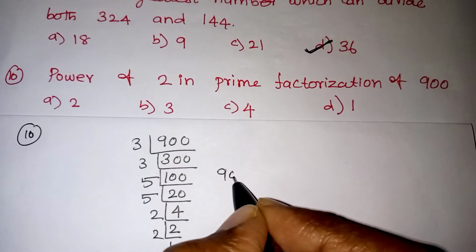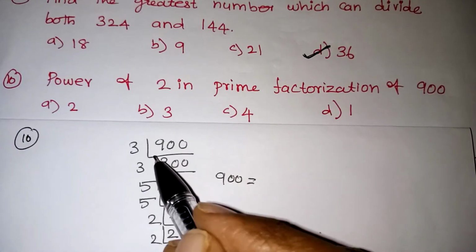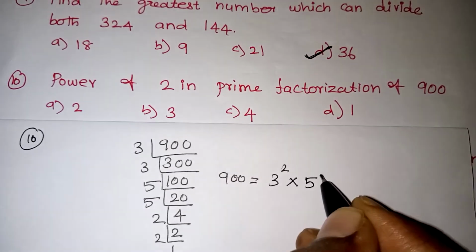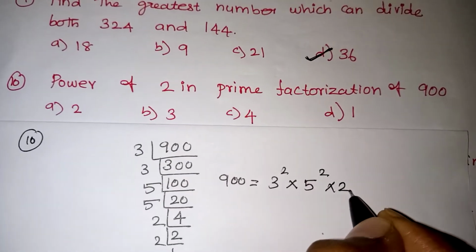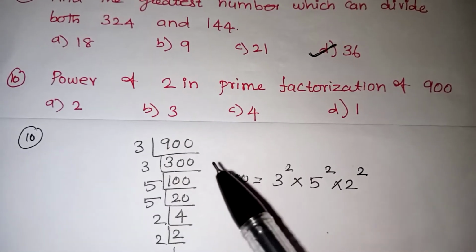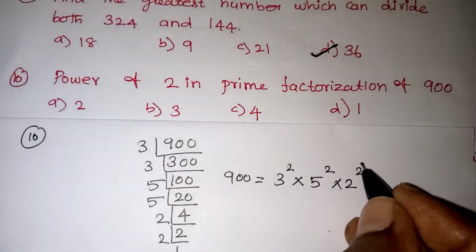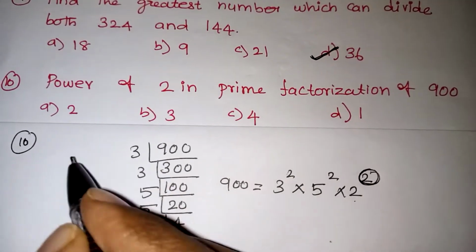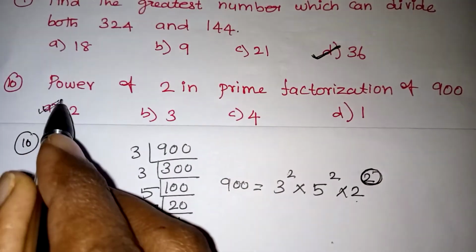So the 900 can be written as, we are getting 3 2 times, that is 3 squared, 5 2 times, 5 squared, and 2 times, 2 squared. Now that is the question. What is the power of 2 in this prime factorization of 900? Power of 2 is 2 only. So that is our correct answer. The first option is correct.